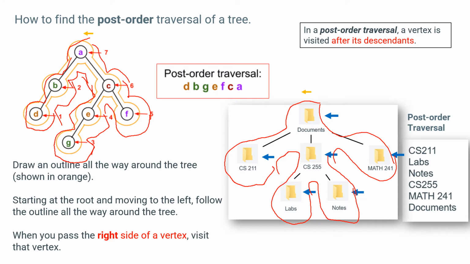But with this trick, you can easily come up with the pre-order. When we're visiting a vertex when we're at the left side, that would be the pre-order. When we do it on the right side, that's the post-order.